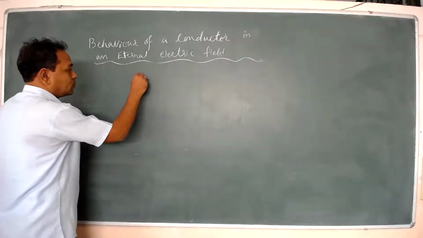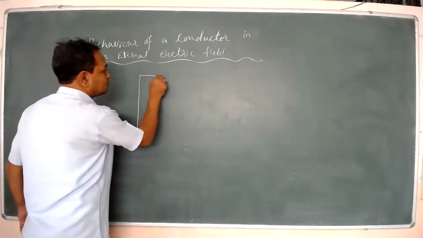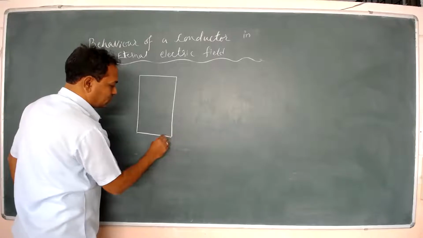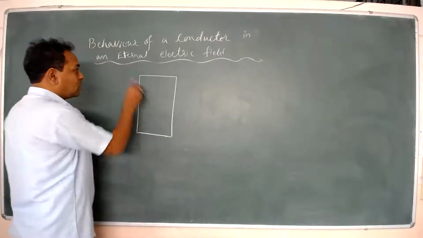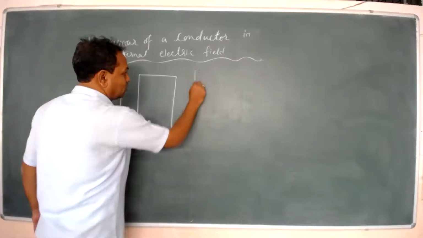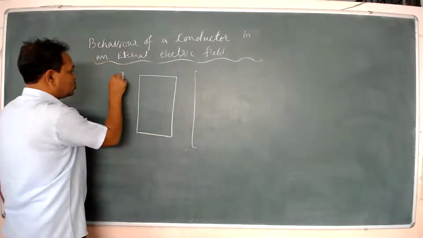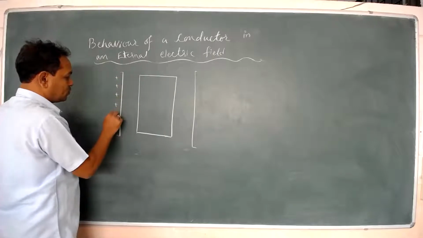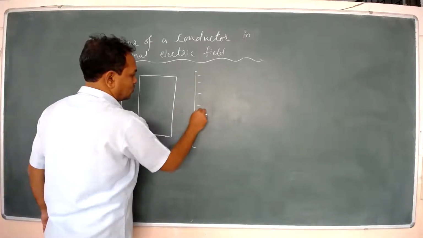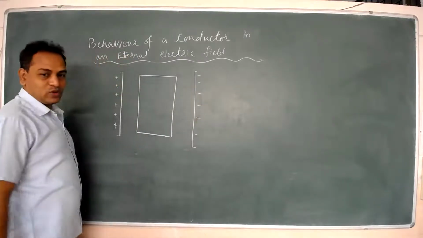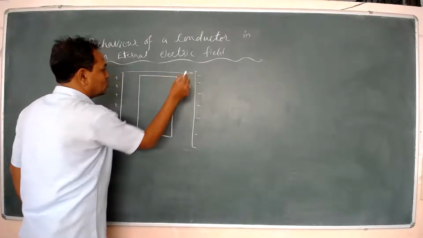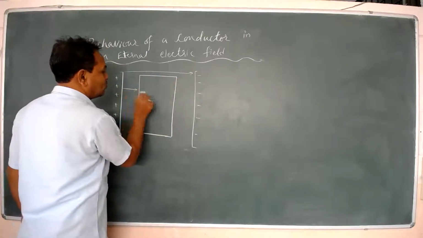Let us draw. Say this is the conductor. This conductor is placed in an electric field. Say this is positive, and say this is negative. As we know, the electric field runs from positive to negative. In this direction, the electric field will move.